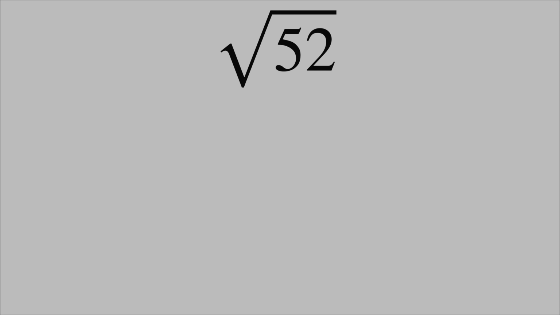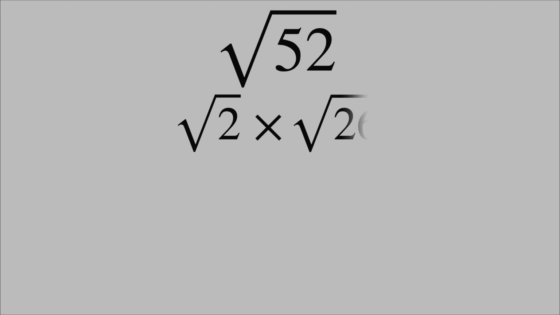are wanting to break down the radical of 52. So I like to do what's called prime factorization. What is a number that I know goes into 52? In this case, it's even, so I know 2 goes into 52. So I do 2 times 26.